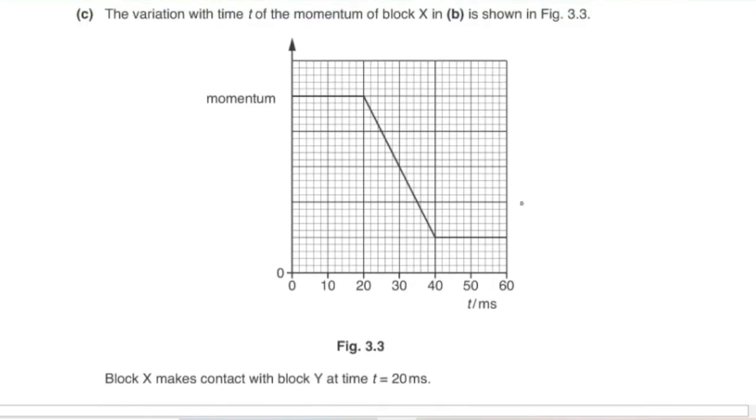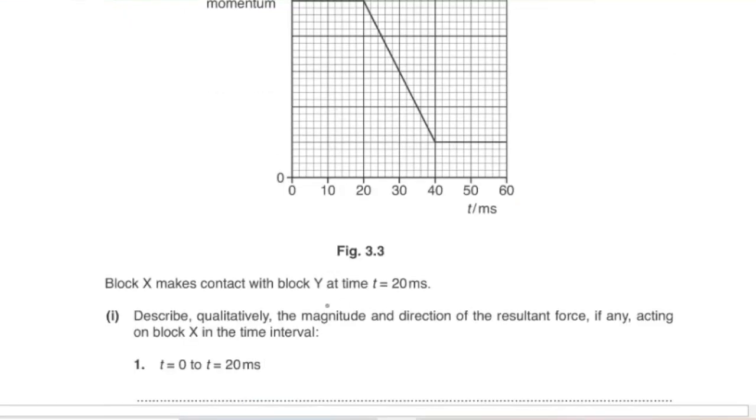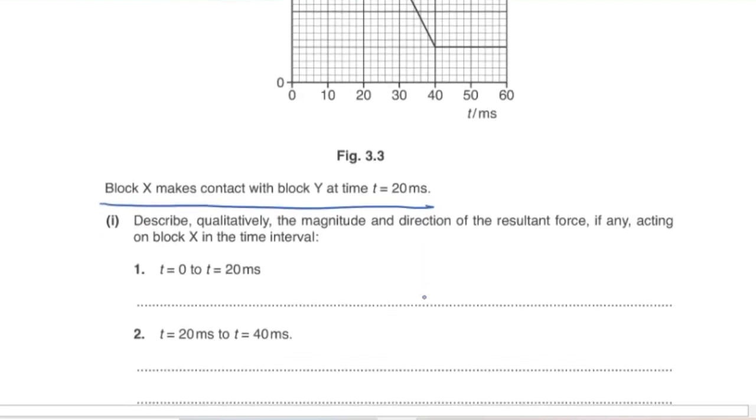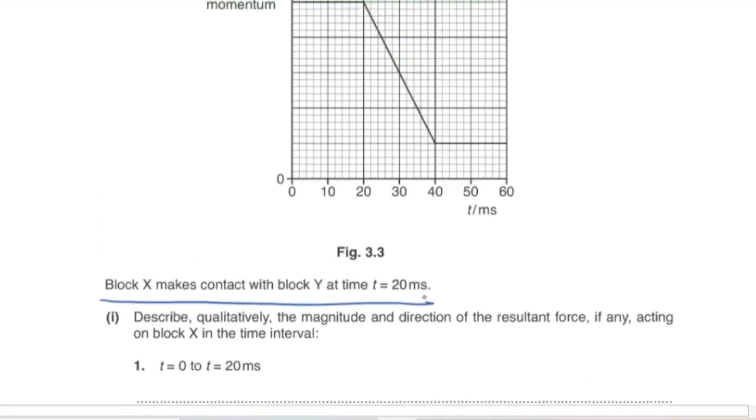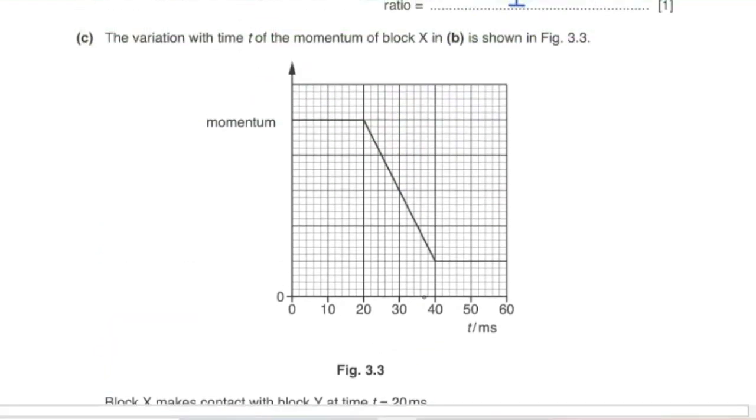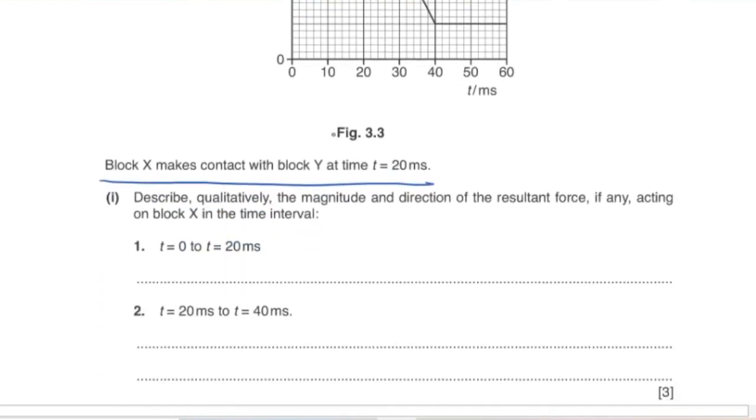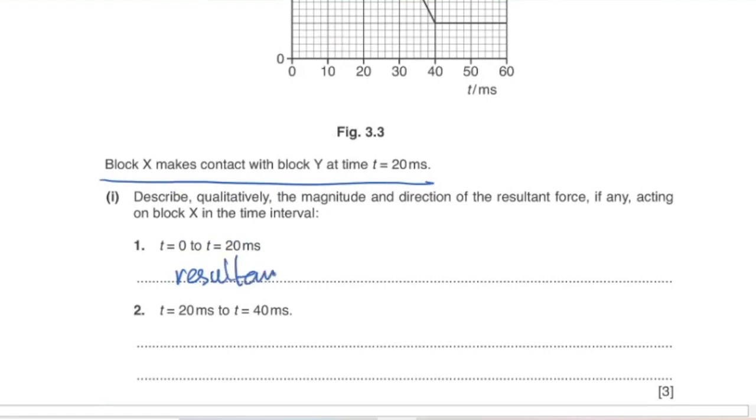Part C, the variation with time t of the momentum of block X in part B is shown in figure 3.3. Block X makes contact with block Y at time t equals 20 milliseconds, so I should highlight this. Part 1, describe qualitatively the magnitude and direction of the resultant force, if any, acting on block X in the time interval t equals 0 to t equals 20 milliseconds. A horizontal line means there is no resultant force, since the change in momentum is equal to 0. So we can write resultant force is equal to 0.